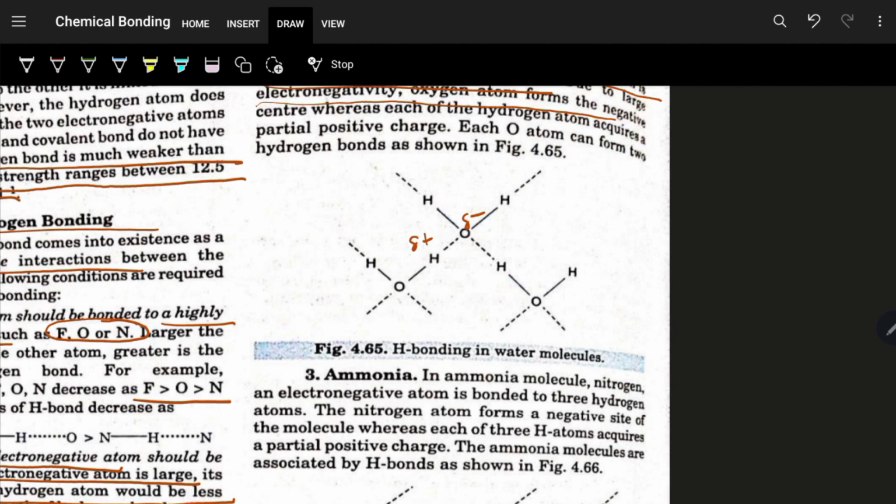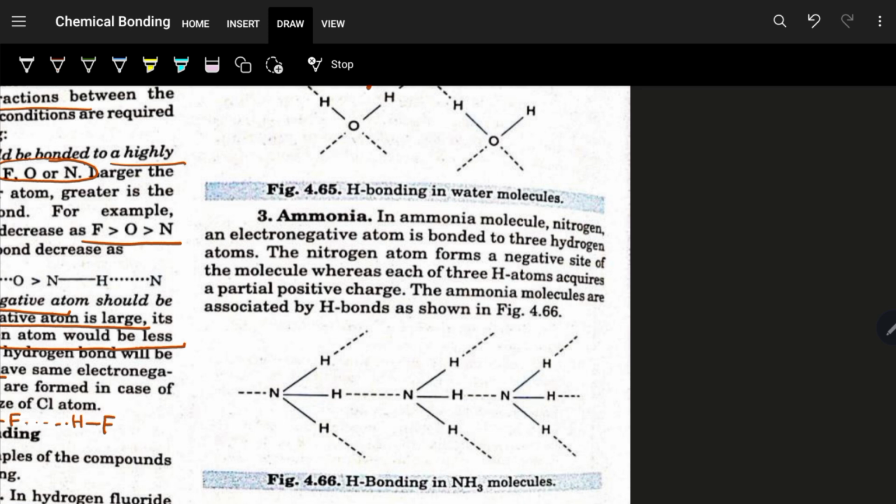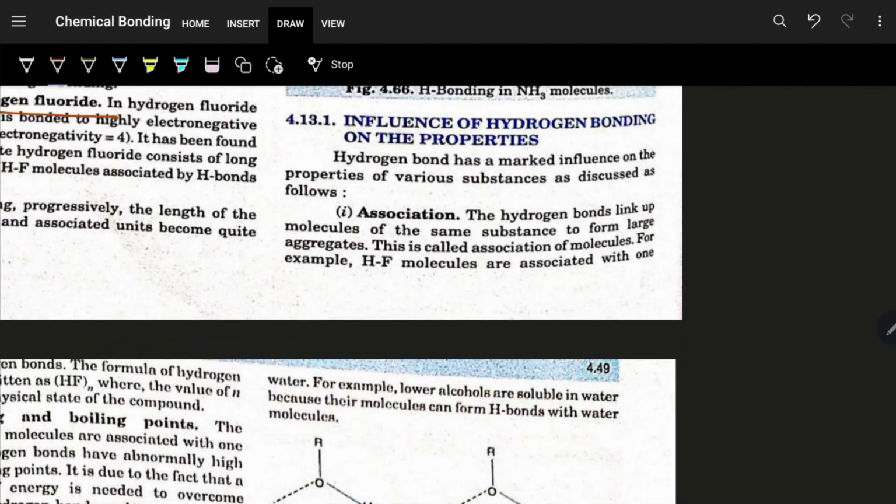molecules of H2O. Ammonia also, in ammonia we can see the type of hydrogen bonding that exists is intermolecular between delta negative of nitrogen and delta positive of hydrogen. So here we can see delta positive of hydrogen. This is the type of interaction that exists between NH3 molecules.